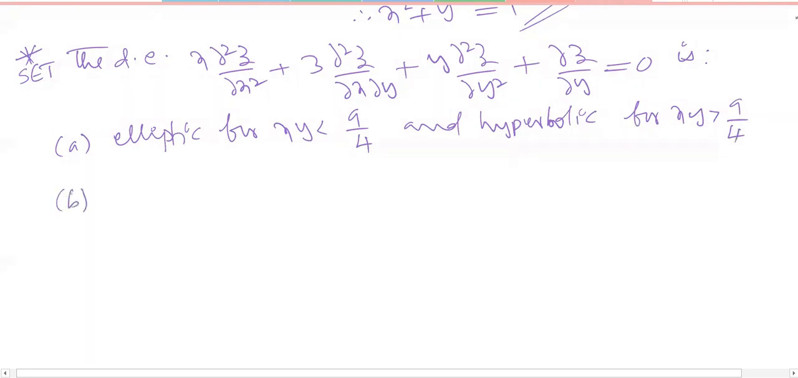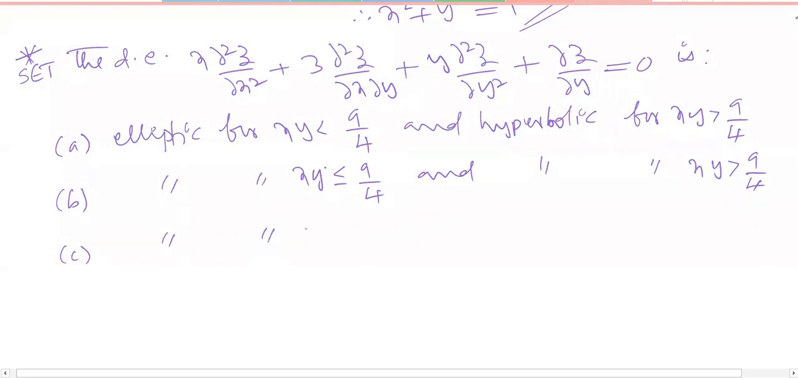And option B, same: elliptic for xy less than or equal to 9/4, and hyperbolic for xy greater than 9/4. Same. And option C, elliptic for xy greater than 9/4, and hyperbolic for xy less than 9/4.